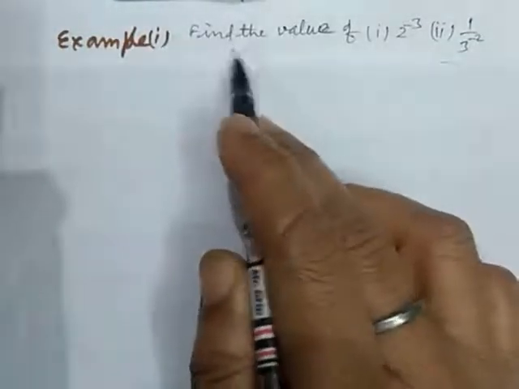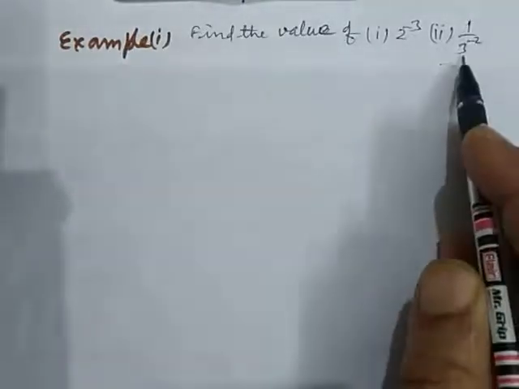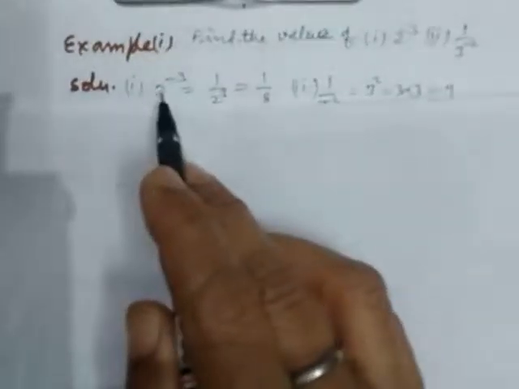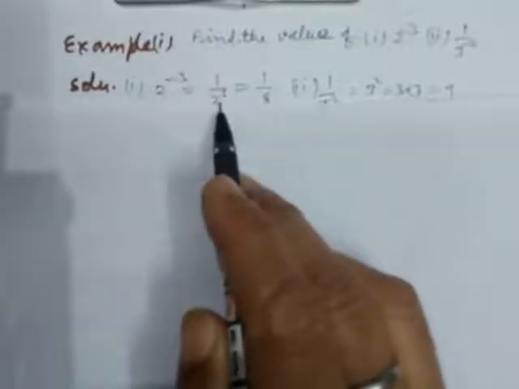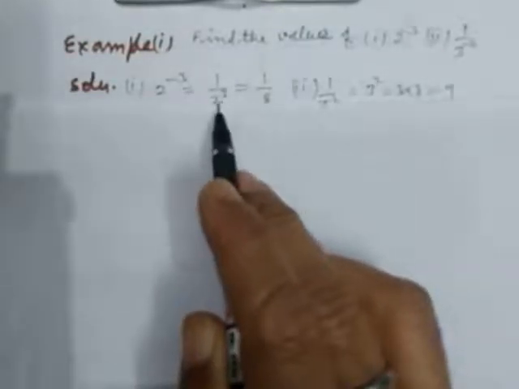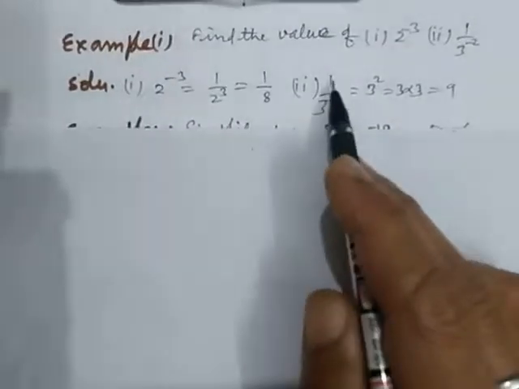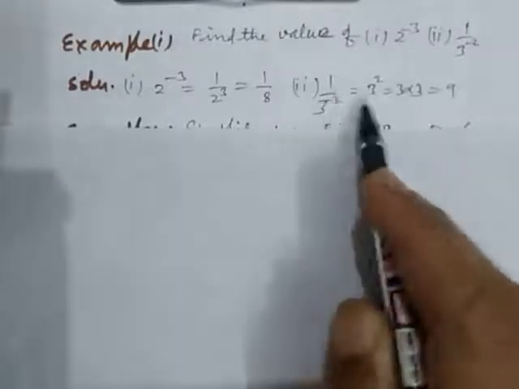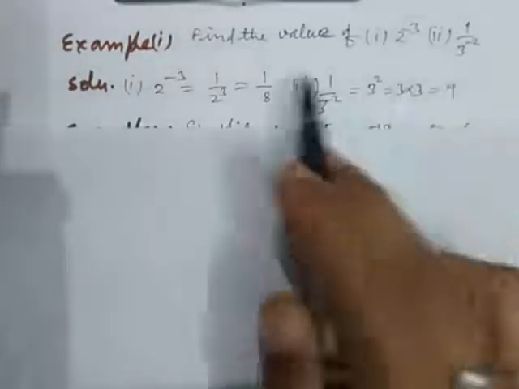Now we take some examples. Example first. Find the value of the first part 2 raised to power minus 3 and second part 1 upon 3 raised to power minus 2. Now first part 2 raised to power minus 3, convert this to positive by reciprocating it. So 1 upon 2 raised to power 3. Now multiply 3 times, 2 into 2 into 2, we get 1 upon 8. Here 1 upon 3 raised to power minus 2, we bring it to the top, this becomes positive 3 raised to power 2, that is 3 into 3, we get 9. So this way we can solve this.